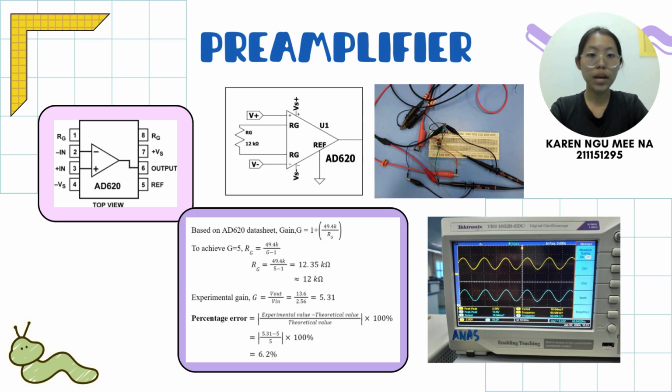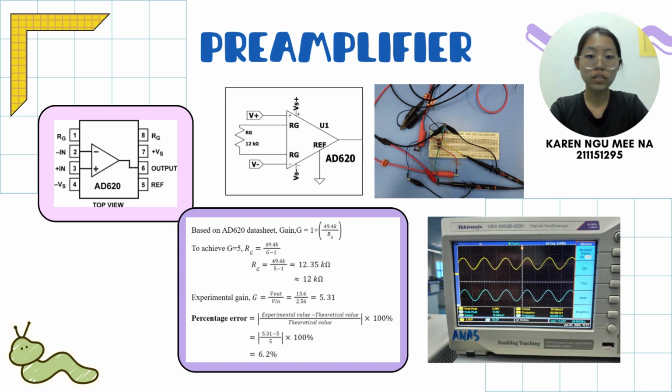Then ensure the power supply pins are properly connected, where pin 7 to the positive voltage and pin 4 to the negative voltage. Next, the gain of AD620 is determined by the gain resistor RG and calculated using the formula found in the datasheet. For this project, we want a gain of 5. By using the formula, we choose 12 kilo ohm resistor and connect it between pin 1 and 8.